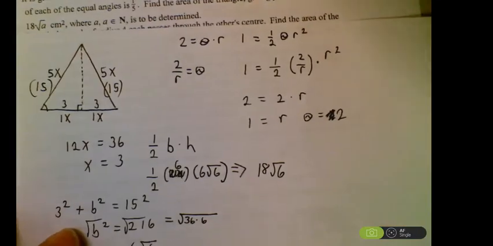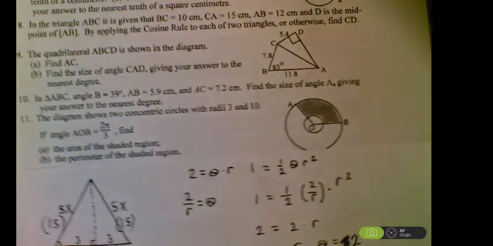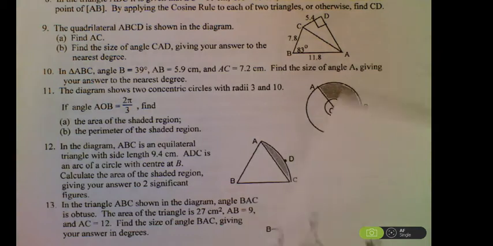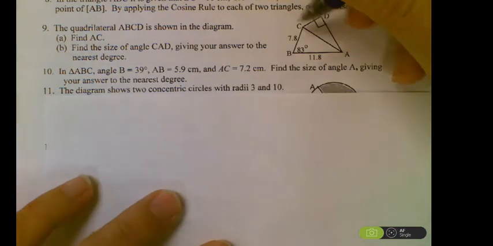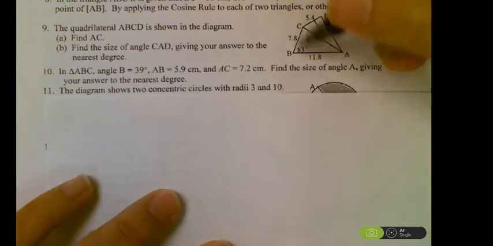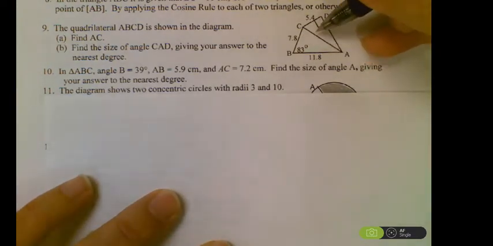All right, moving on to number 9. We got a quadrilateral over here at the right. Find the length of AC. One thing to keep in mind for AC is that within the whole drawing, you have a non-right triangle and a right triangle. So keep that in mind.